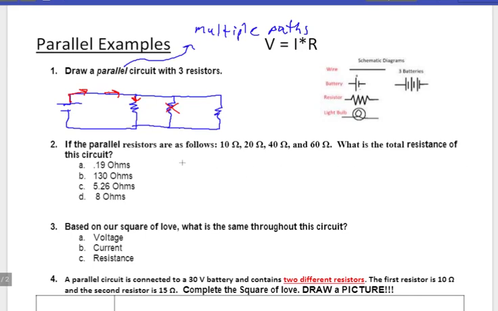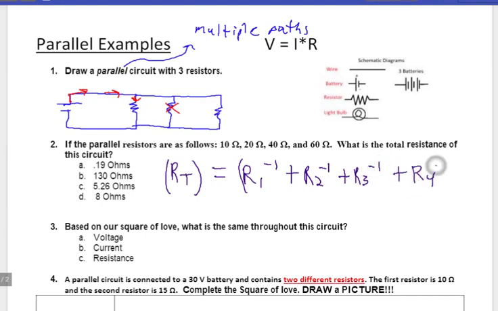All right, number two, if the parallel resistors are as follows, 10, 20, 40, and 60, what is the total resistance? So something important to note is that in parallel, our equation looks something like this, the total resistance, and I like to write it like this, saying RT is equal to R1 to the negative first plus R2 to the negative first plus R3 to the negative first plus R4 to the negative first, and all of this to the negative first.